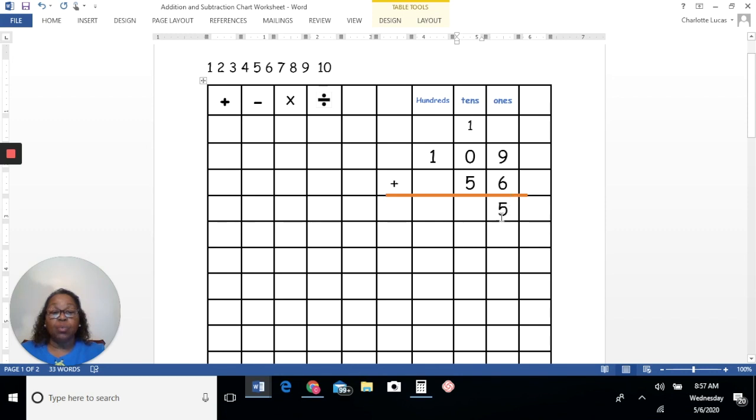We put our 5 in the ones place. We put our 1 in the tens place. Excellent. All right, now we're ready to add the tens place. In the tens place, we have a 1, 0, and a 5.